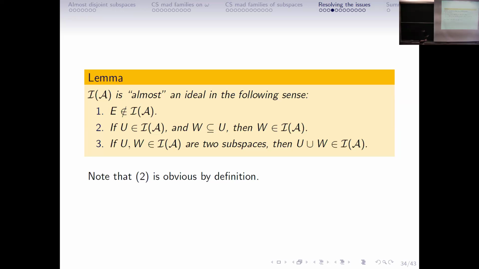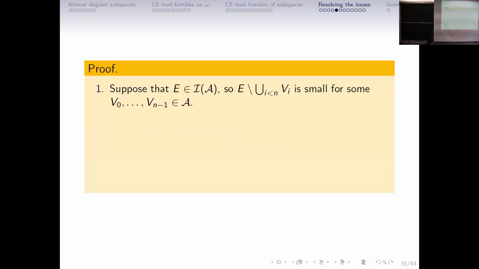So I(A) is not quite closed under finite union, but what this tells us is that it's closed under finite union of subspaces. And again, we can actually say a lot more than just taking union of subspaces, but I'm just including one of the examples to highlight that I(A) is really very close to an ideal as far as subspaces are concerned. Okay, so let's take a look at why this is the case.